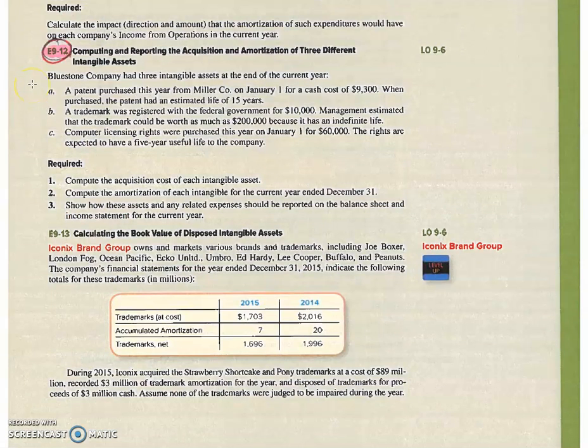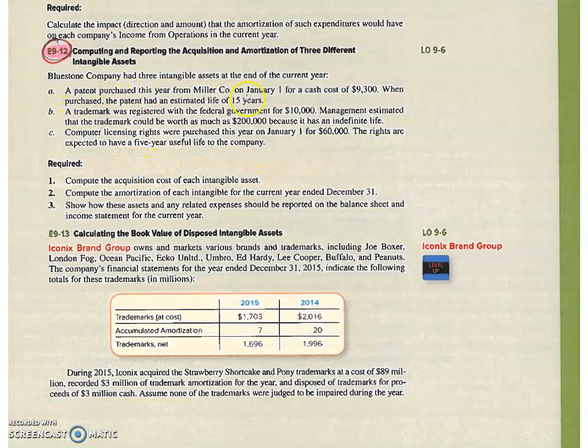Okay, students, this is video 7, I believe, for chapter 9, and hopefully we'll finish it on this one. We'll see. But I was working on this homework problem when the other one ended, so we will just recap a little bit of the first part of it here. So Bluestone Company had 3 intangible assets at the end of the current year, and it asked to compute the acquisition cost for each one.